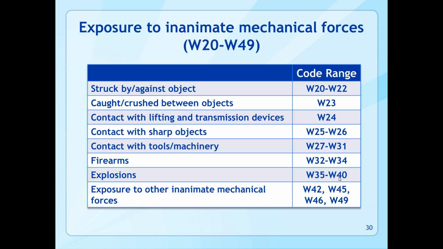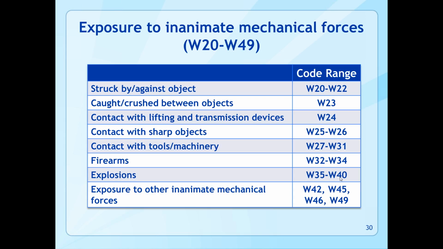So the next section of codes deals with events involving exposure to inanimate mechanical forces. And as I mentioned earlier, these are events that mostly involve objects of some type as opposed to live things, such as people or animals. And this table shows the range of codes for different types of injury events involving inanimate objects.